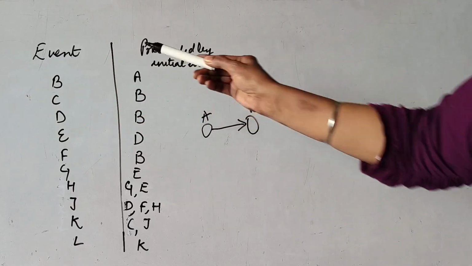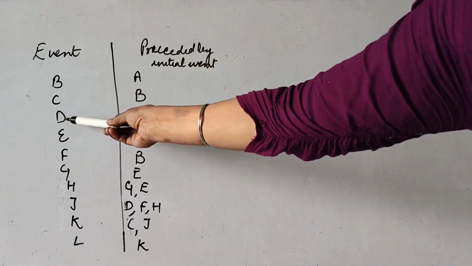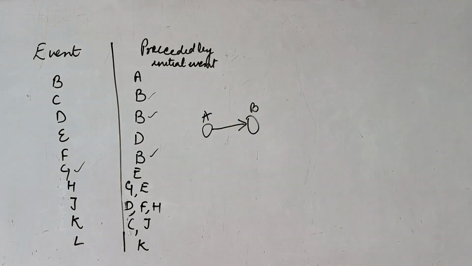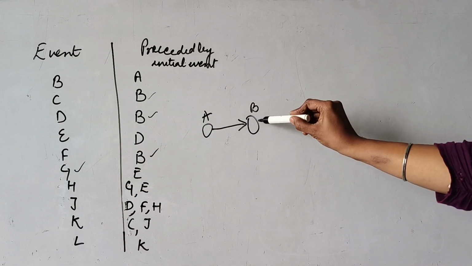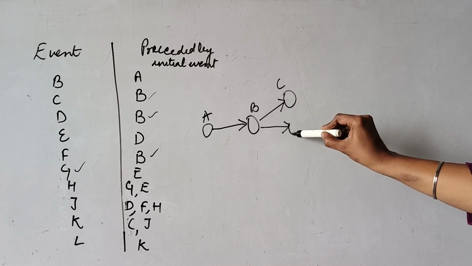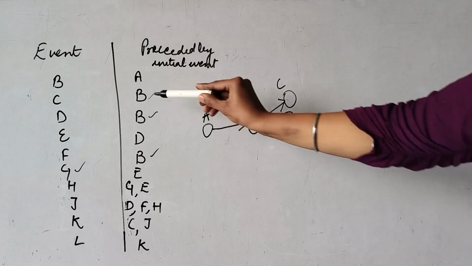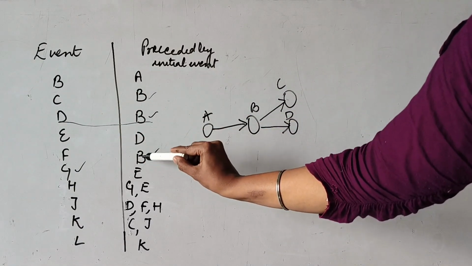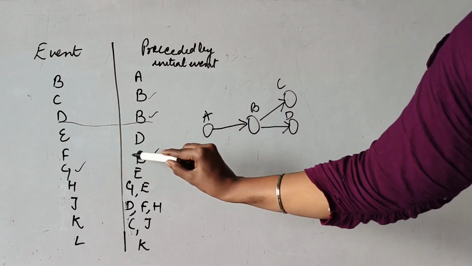B is coming from the preceding event. Now C and D are coming from B. Even G is coming from B. Now C and D are coming from B, and even the F is coming from B.